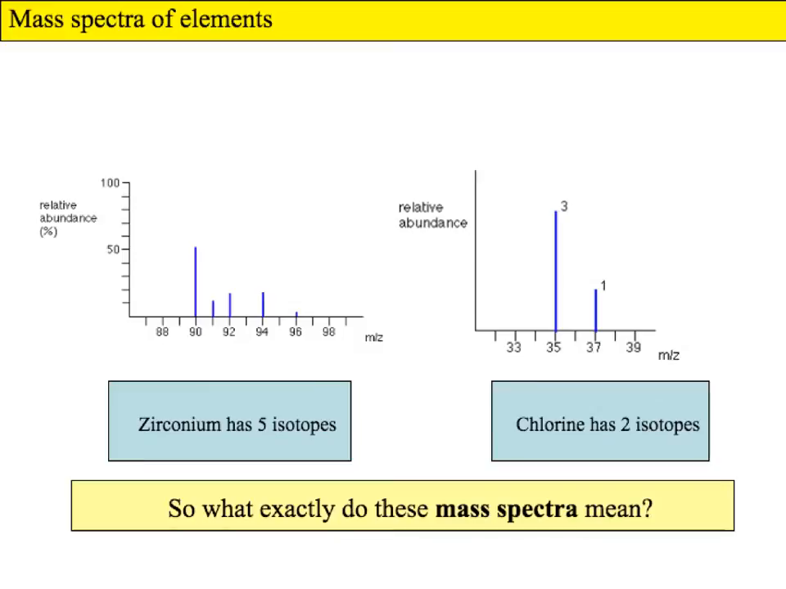If you look at this spectra here for zirconium, you can see that it's got 5 peaks, so therefore there are 5 isotopes of zirconium, with the lightest one with an m/z value of 90 being the most abundant. Chlorine, you can see, has got these 2 peaks, and you can see the lighter one again is more abundant.